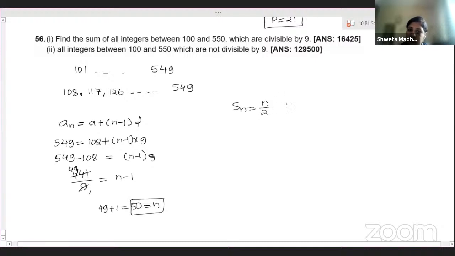S_n is equal to n by 2 into (a plus a_n). So S50 is equal to 50 by 2. The first term is 108 and the last term is 549. 25 into 657.